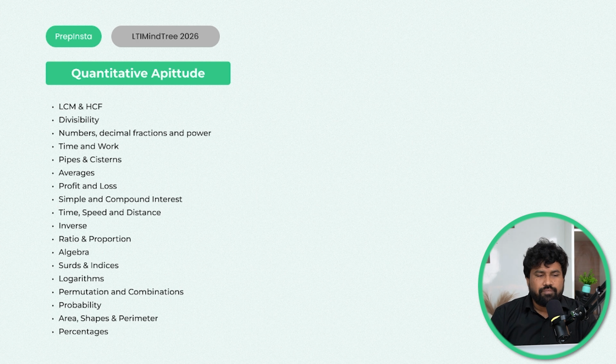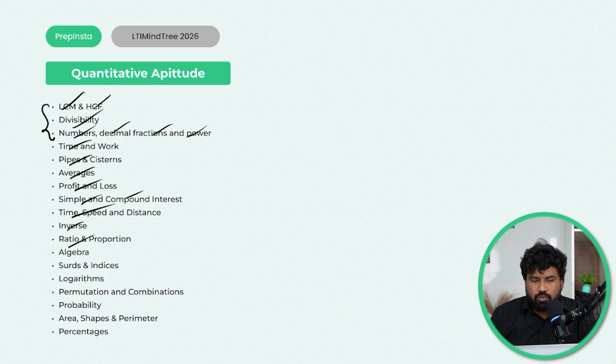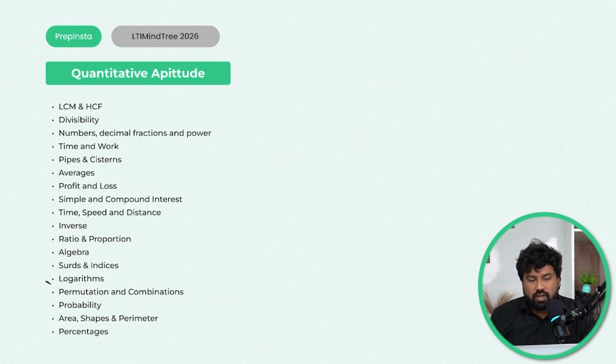Okay, so the topics you need to take care of start with the number system. Under the number system, you will get topics like LCM, HCF, divisibility, decimals, fractions, and power-based problems. Then time and work, pipes and cisterns, averages, profit and loss, simple and compound interest, time, speed and distance, inverse ratio, proportions, algebra, surds, indices, logarithms, permutation, combination, probability, areas, and percentages.